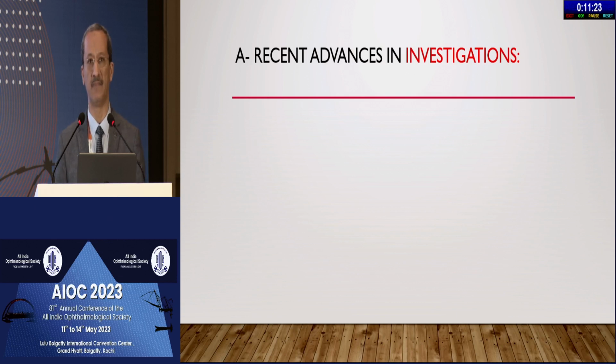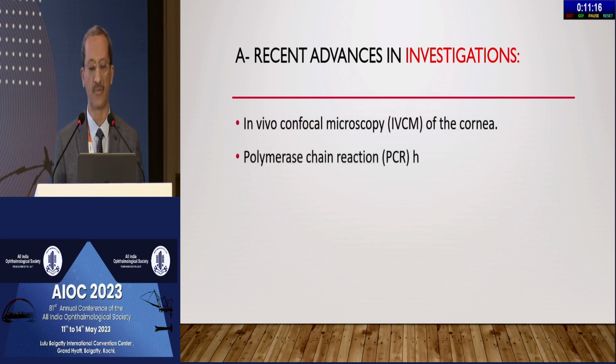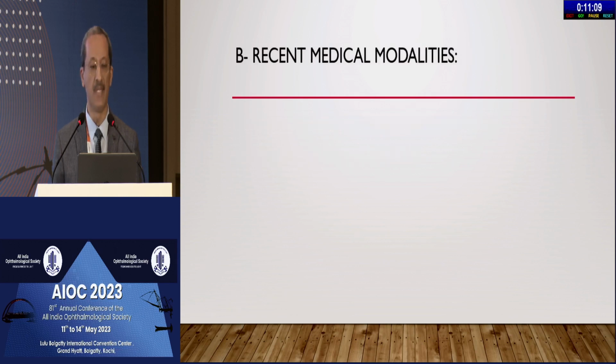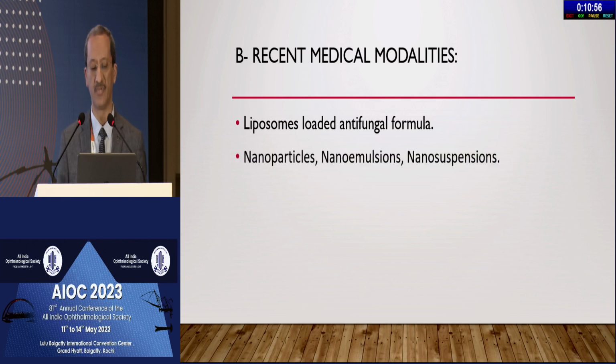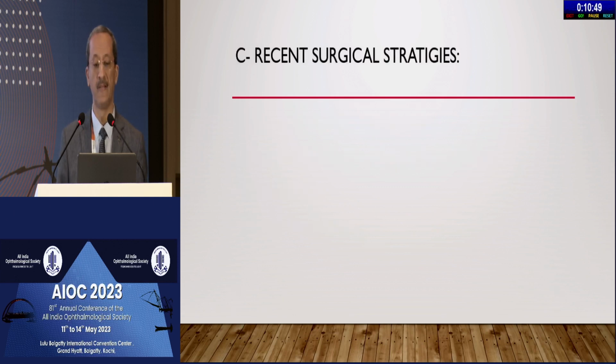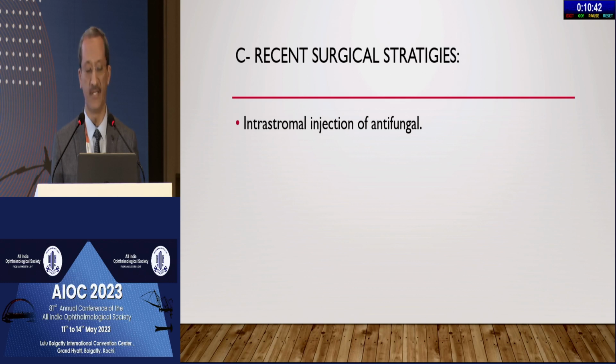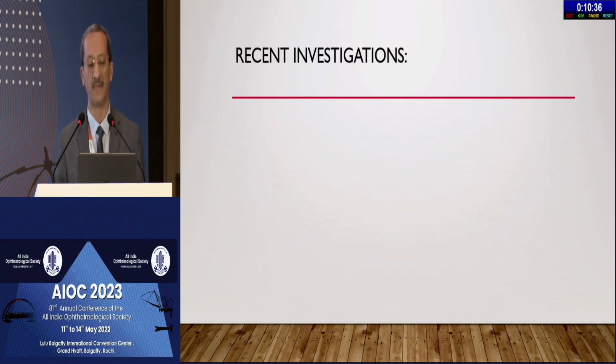Recently, there are some new advances in investigations, like in vivo confocal microscopy and polymerase chain reactions, and we'll talk about the idea of each of them. The second item is the recent medical treatment. We have the liposomes. We will talk about the mechanism and the advantage of liposome use, nanotechnology, ozone therapy, and new groups of drugs. The last item in the recent advances is surgery, like intrastromal injection, corneal cross-linking, and keratoplasty.